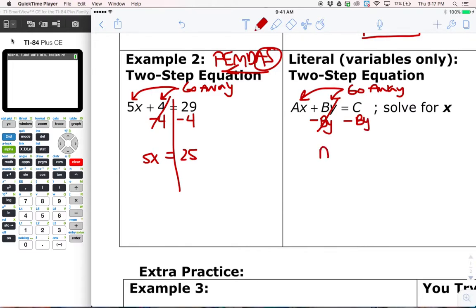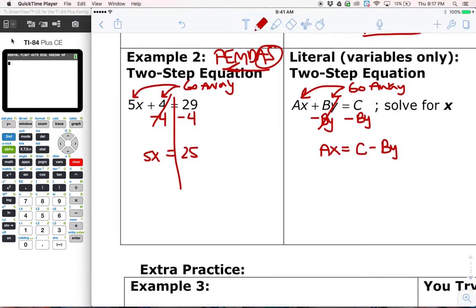So now I've got ax is equal to, and then we got to figure out how to write this thing. Honestly, just write it in the order that we put it down. We don't know what these are. We don't know what the numbers would be. So just leave the letters. So I'm going to write it out. C minus by. Okay, let's go ahead. Let's look back over here on the left.